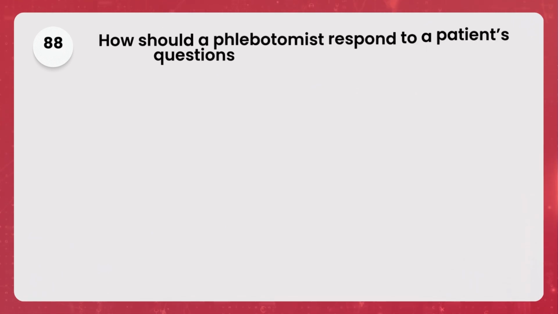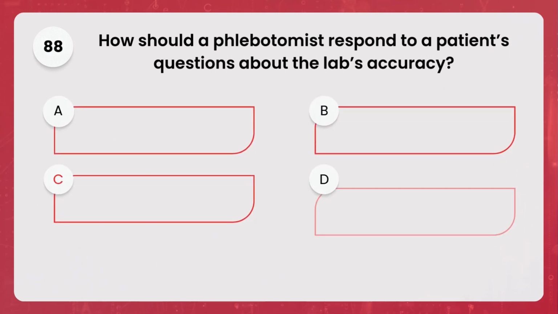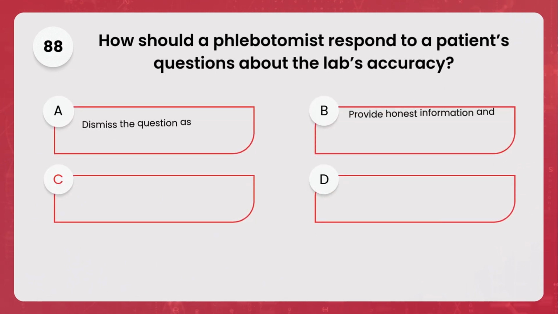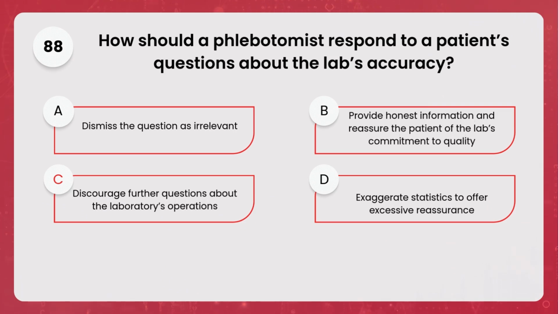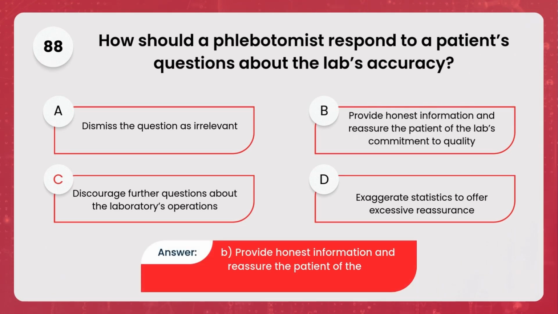Number 88. How should a phlebotomist respond to a patient's questions about the laboratory accuracy and reliability? A. Dismiss the question as irrelevant. B. Provide honest information and reassure the patient of the lab's commitment to quality. C. Discourage further questions about the laboratory operations. D. Exaggerate statistics to offer excessive reassurance. The answer is B. Provide honest information and reassure the patient of the lab's commitment to quality.